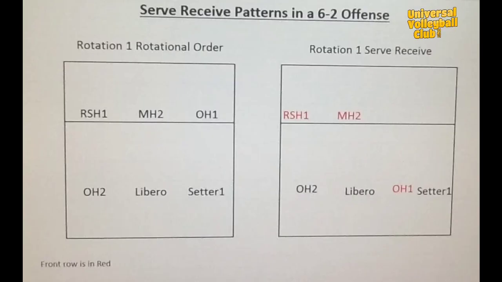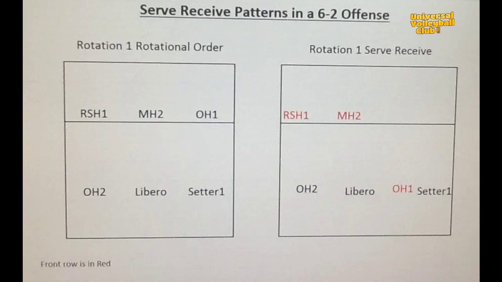Rotation 1. For the first rotation, we start our starting setter in zone 1. For the purpose of this article, we have the outside hitter following the setter. Following means that they would be the next server after the setter. We will also assume that a libero will go in for a back row middle hitter.